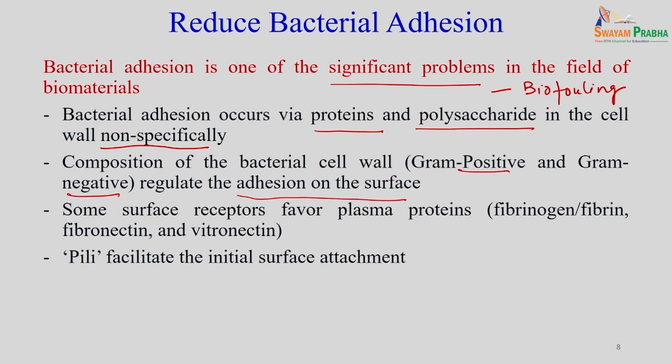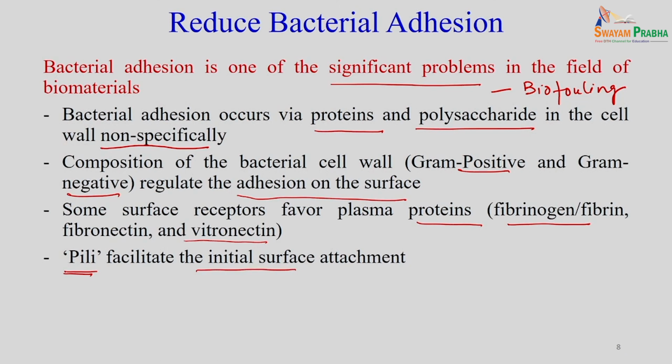Also, some surface receptors of particular bacteria favor different adhesive proteins like fibronectin, vitronectin, and fibrinogen. A few bacterial species have pili, or a pilus, on their outermost surfaces, which also facilitate the initial surface attachment. So, this is how the bacteria attach on the surface.